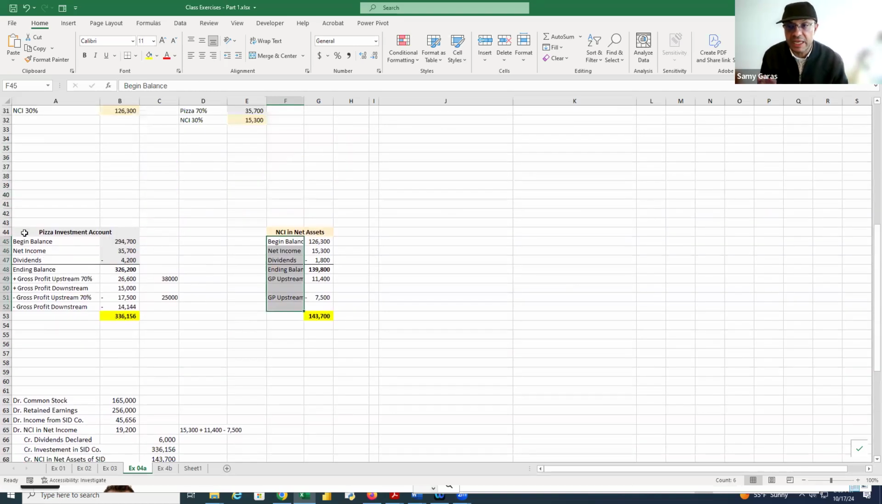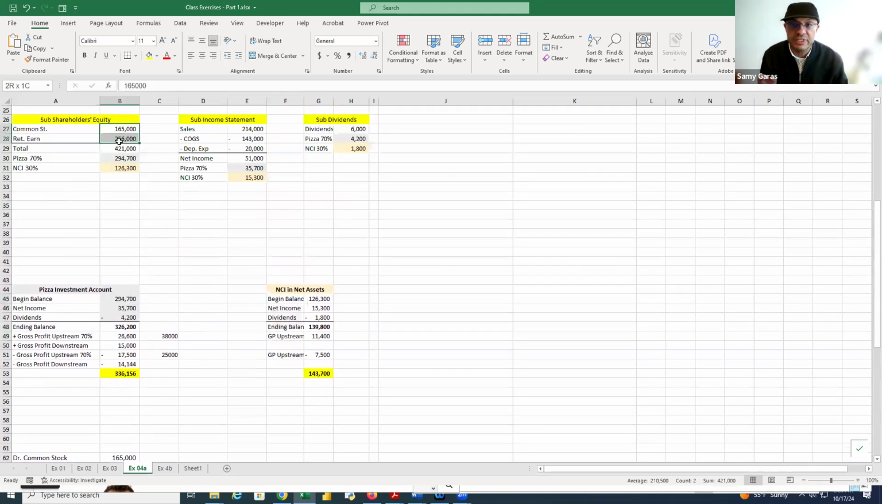So we do the same beginning. Here I got the common stock and retained earnings multiplied by 70%. Under NCI, I will multiply by 30%, and this would be my beginning point. Plus net income here, 15,300, minus dividends, 1,800. And then I get 38,000 multiplied by 30%. And then 25,000 multiplied by 30%. Here we add 139,800 plus 11,400 minus 7,500. We get the NCI.